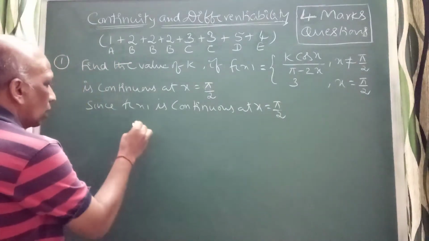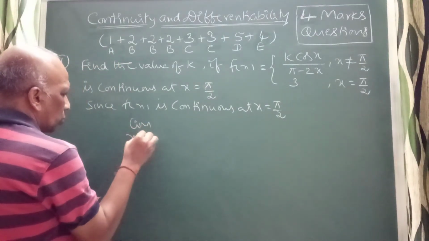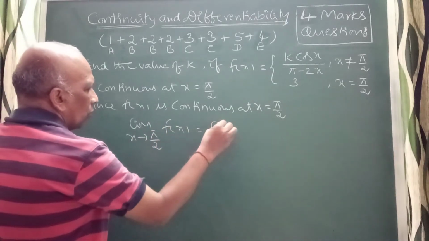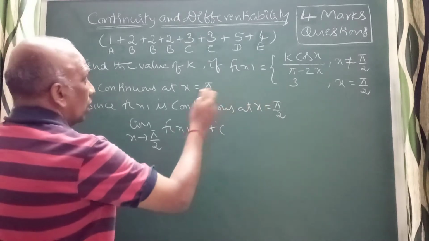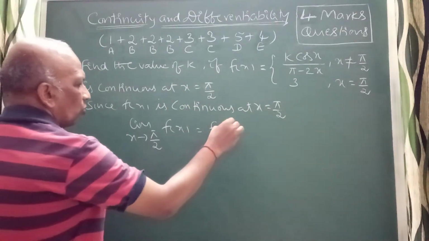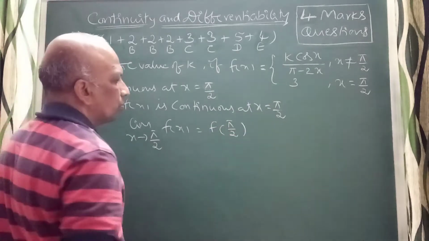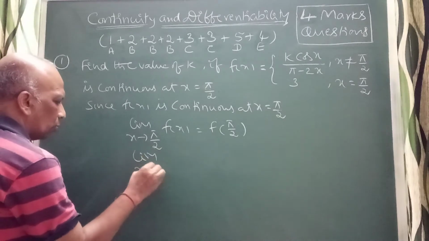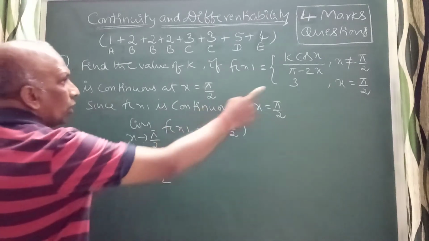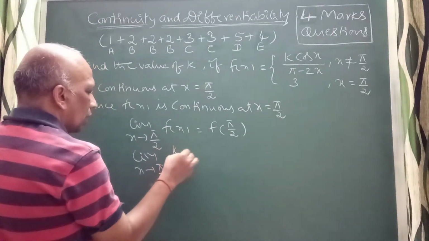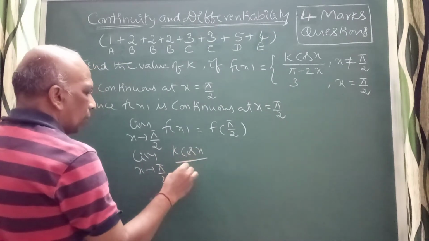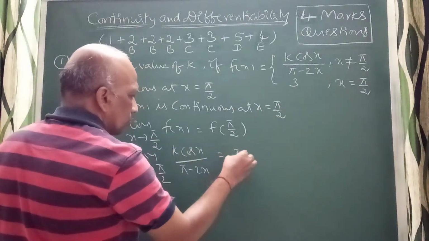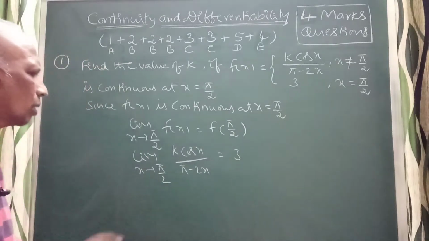I can write the limit as x tends to pi by 2 of f of x is equal to f of pi by 2. What is f of x when x is not equal to pi by 2? It is k cos x by pi minus 2x. And f of pi by 2 has the value 3. Now it's a very simple problem.